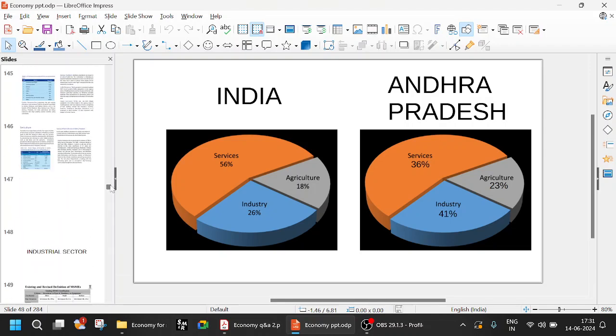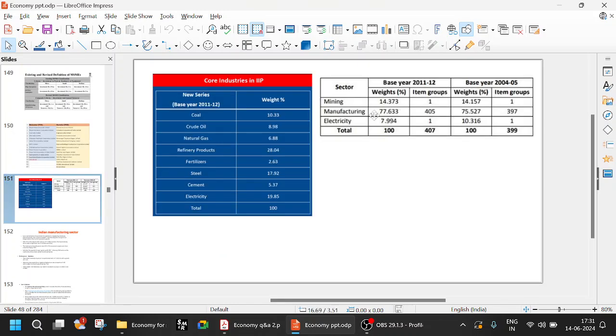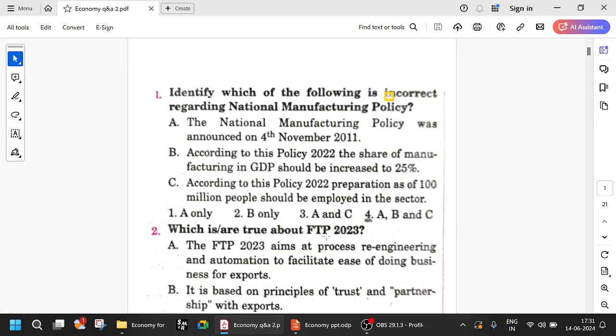In the industrial sector, we have seen manufacturing. In the IIP, the Index of Industrial Production, there are mining, manufacturing, and electricity. We have seen that, so also keep this in mind. Manufacturing has a 77 percent weightage, the highest of all. So they're trying to work according to the share of manufacturing. In the industrial sector, manufacturing alone should be increased to 25%.